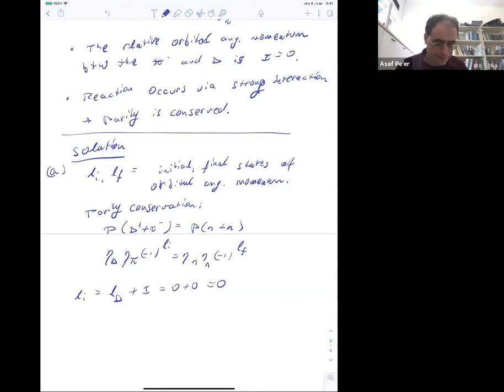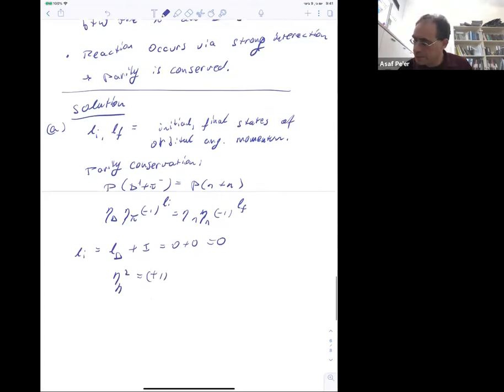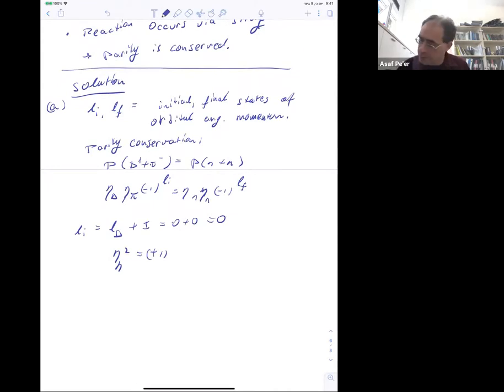That's kind of easy. And the intrinsic parity of the neutrons, I don't know what it is. I know it can be either -1 or 1, but I have eta n squared, which I know must be +1. So overall, we end up with eta deuterium eta pion is (-1) to the power Lf, the final orbital angular momentum. Okay, you with me? Questions?